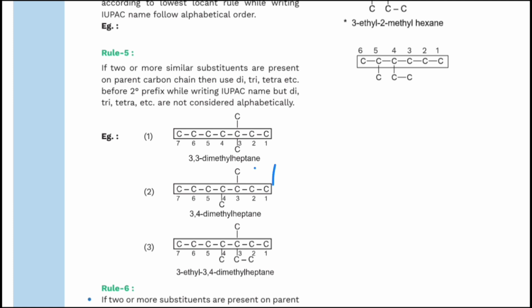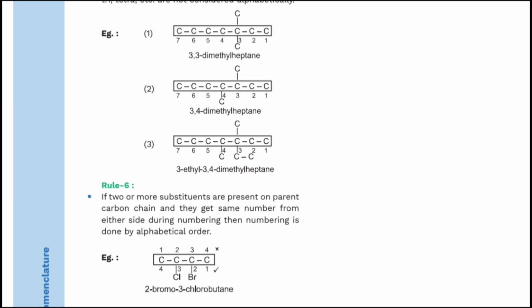And for this we will start numbering from the right side. Here we have 2 methyls and 1 ethyl. Ethyl is written first when we are giving the name, so it is 3-ethyl-3,4-dimethylheptane.